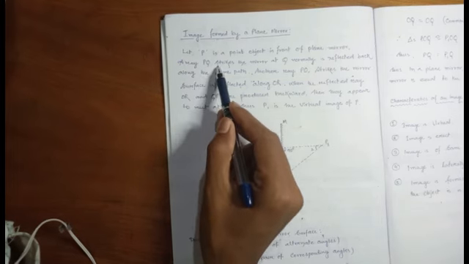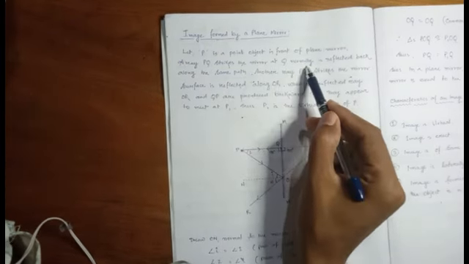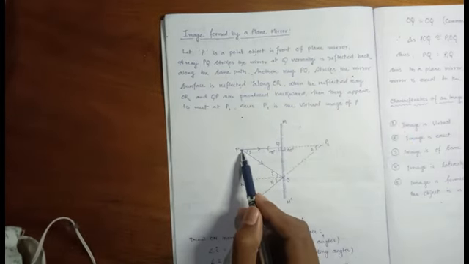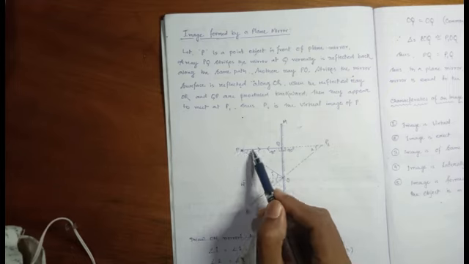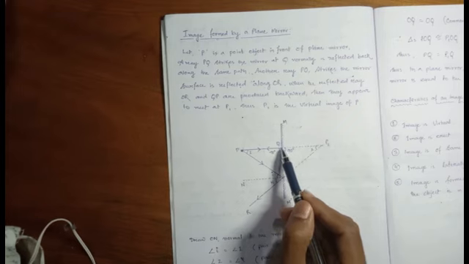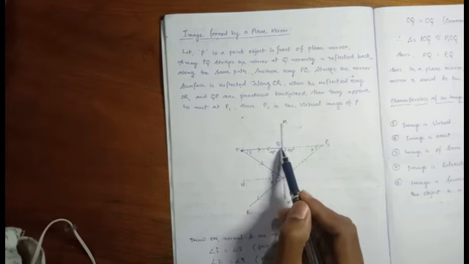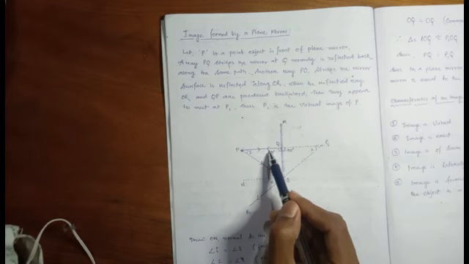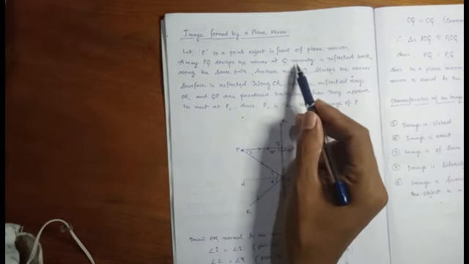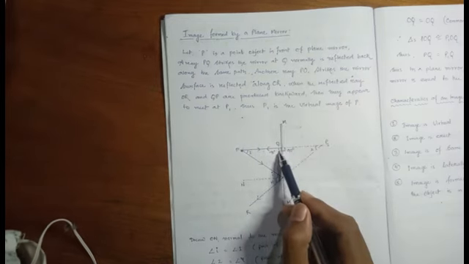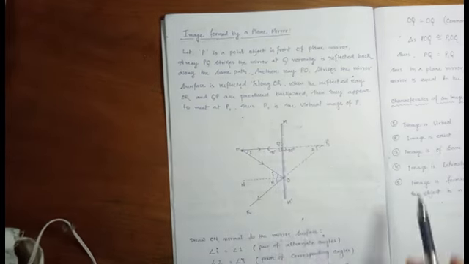A ray PQ strikes the mirror at Q normally and is reflected back along the same path. So from this point P, an incident ray, this one, strikes the mirror at point Q, and after this ray strikes the mirror, it gets reflected back along the same path but in the opposite direction. Clear? So this incident ray strikes the mirror normally. Normally means it makes an angle of 90 degrees with the surface.